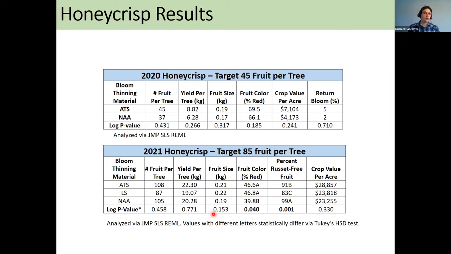So now we'll take a look at our Honeycrisp harvest results. In 2020, our target crop load for those trees, because they were younger, was only 45. And we were very close to our target in both the ATS and the NAA at bloom treatments. And they did not differ statistically between those two. Nor did we see any statistical differences in terms of the yield per tree, the fruit size, fruit color, or crop value between those two. And we also did not see any differences in return bloom.